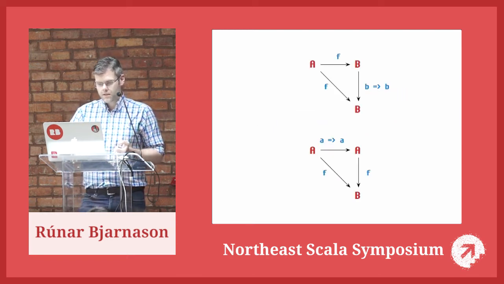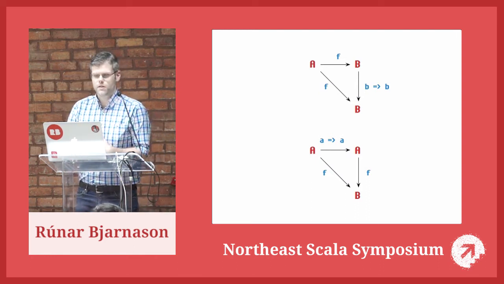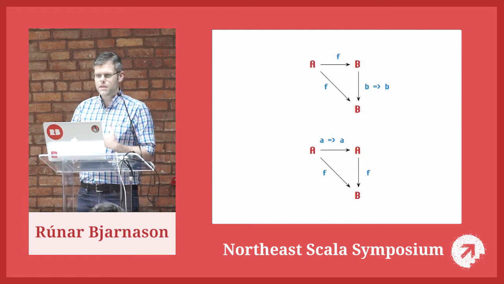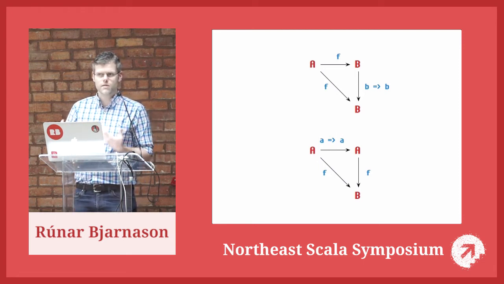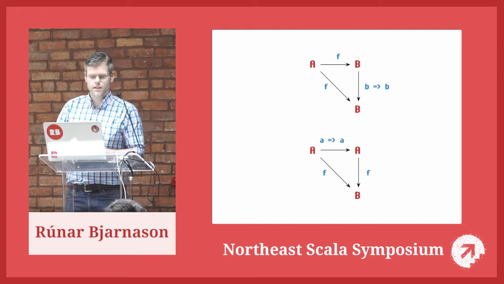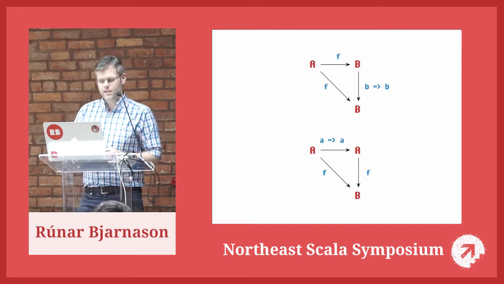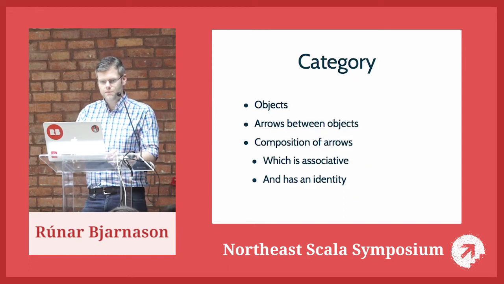And then for every type, there's going to be an identity function that does nothing. And what it means to do nothing is that composing the identity function with another function is the same as just that function. So these two diagrams commute: f composed with the identity is f, and the identity composed with f is also f. Okay, so far so good.